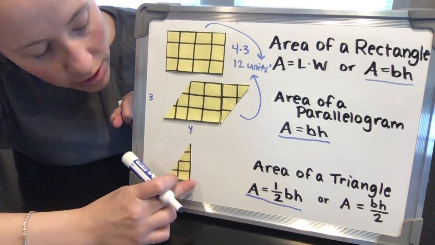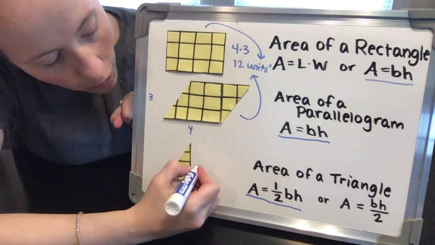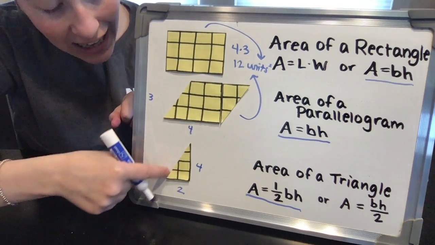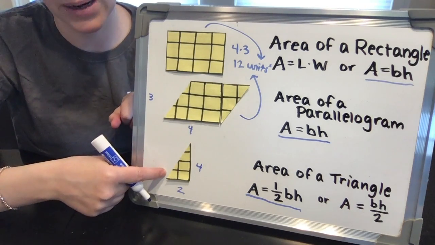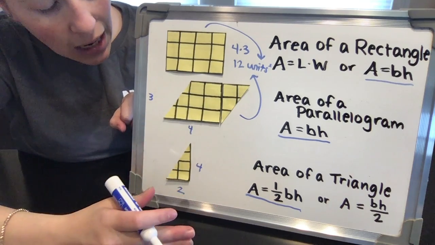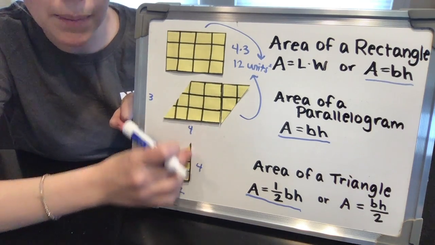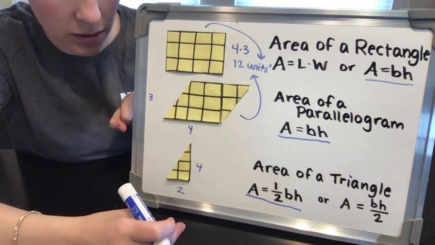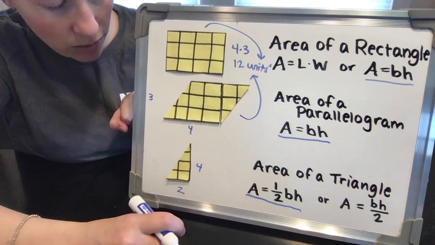The height of my triangle is 1, 2, 3, 4. Notice I did not use the slanted side of my triangle. The base is whatever the bottom or the resting part is, and then the height is the straight up and down side, or the perpendicular side.